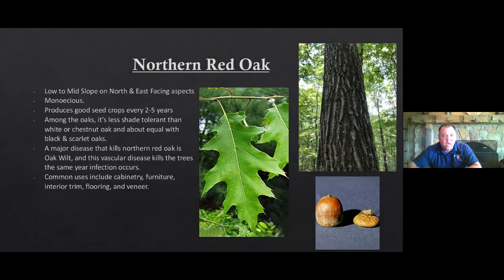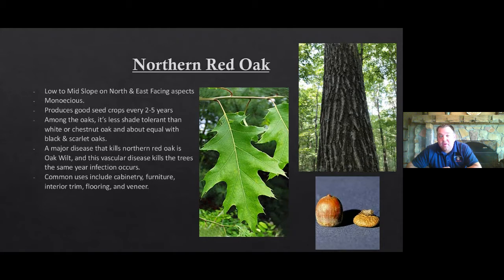So these trees will produce a good seed crop every 2 to 5 years. So just because you don't see acorns on your tree every year isn't anything to be worried about. And it's less tolerant of shade than some of the white oaks are, and it's about equal with the black and scarlet oak. So one thing about our oaks is they like sunlight, and they need sunlight to grow. So they don't do so well in the shade.